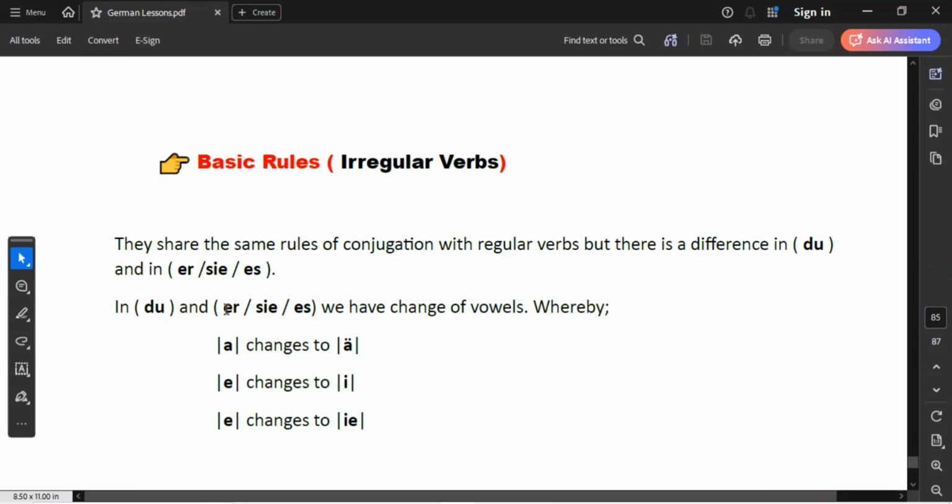In du and er/sie/es, we have a change of vowels, whereby a changes to ä, a changes to e, a also changes to ie. So when it comes to irregular verbs, du and er/sie/es are the ones which change.